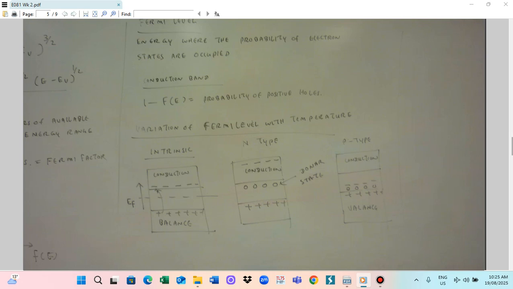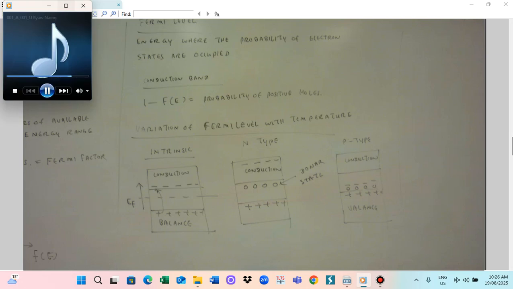So the Fermi factor and the energies are related to this graph. So the number of electrons and the positive holes are related to this equation: 1 minus Fe is equal to the probability of the positive hole. The Fermi level is the energy where the probability of electron states being occupied is one half. So, the variation of Fermi level with the temperature: as the temperature changes, the electron state level can also change. So we draw the energy diagram for the intrinsic semiconductor, n-type and p-type semiconductor. So that was the lecture, and then I will do some of the tutorial questions.